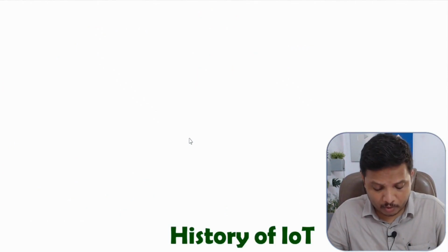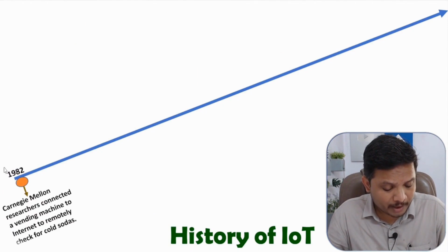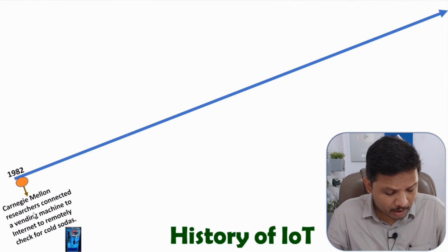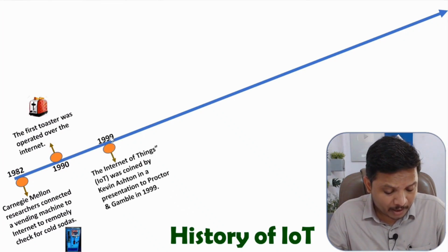Right now, I am going to discuss the history of IoT, which actually began a long time ago. In 1982, Carnegie Mellon researchers connected a vending machine to the internet so that they could remotely check the availability of cold soda. And in fact, it was a soda machine, and it was remotely controlled in 1982. Then, in the 1990s, the first toaster was operated via the internet. Later, in 1999, the term Internet of Things was coined by Kevin Ashton. This was during a presentation given to Procter & Gamble in 1999, right?